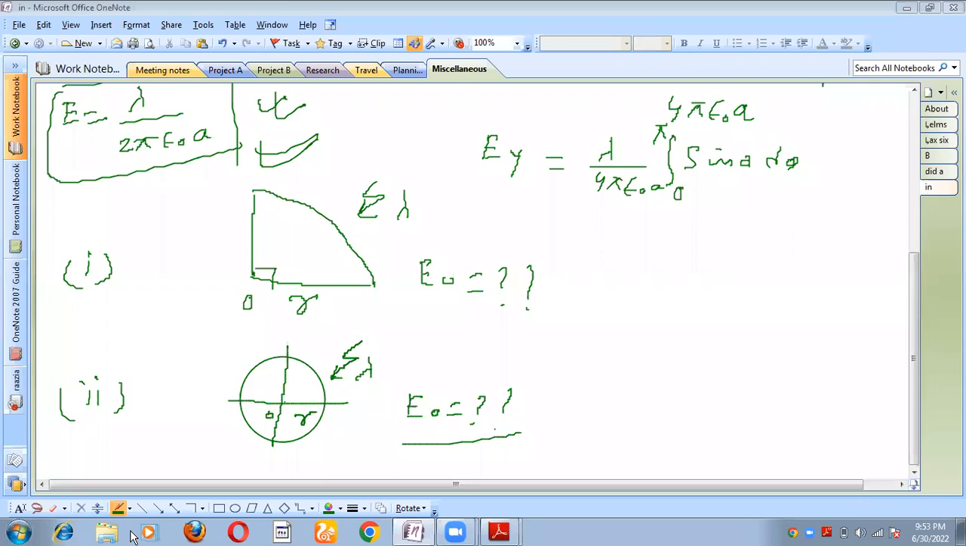So can this answer be done with the help of Gauss law? No, we cannot apply Gauss law here. Okay, I will explain you why.